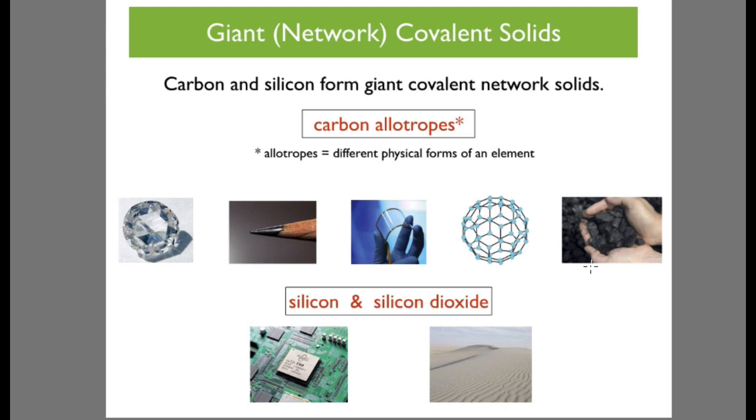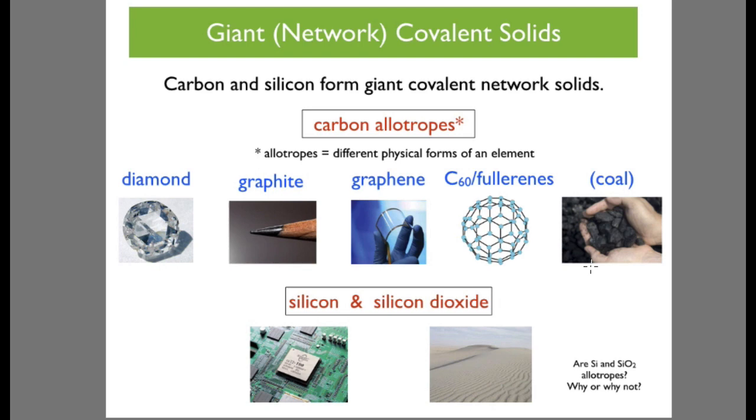Carbon and silicon form giant covalent network solids. A carbon allotrope is seen above there, and you may not have heard the word allotrope before. It just means different physical forms of an element. So the allotropes of carbon are diamond, graphite, graphene, the carbon-60 fullerenes, and coal. Here you can see silicon and silicon dioxide, which are both giant covalent network solids.